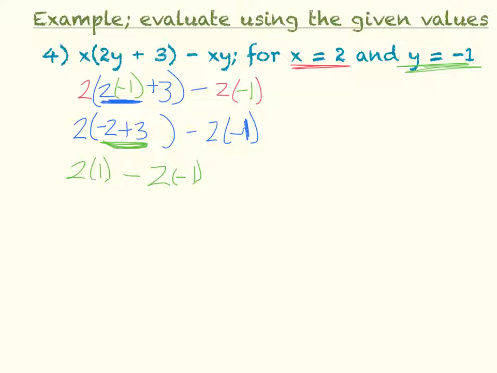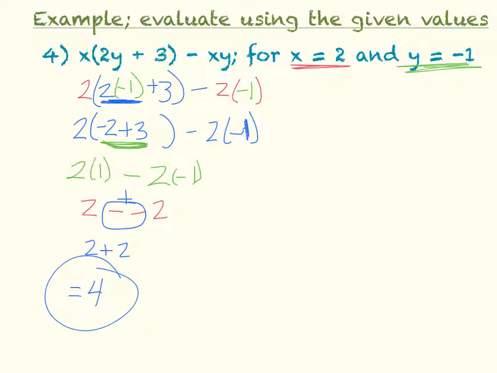And now I do multiplication. 2 times 1 is 2, minus 2 times negative 1 is a negative 2. So now when I have a double negative, I'm going to change it to a positive. So I have 2 plus 2. And 2 plus 2 is 4. So my final answer is 4.